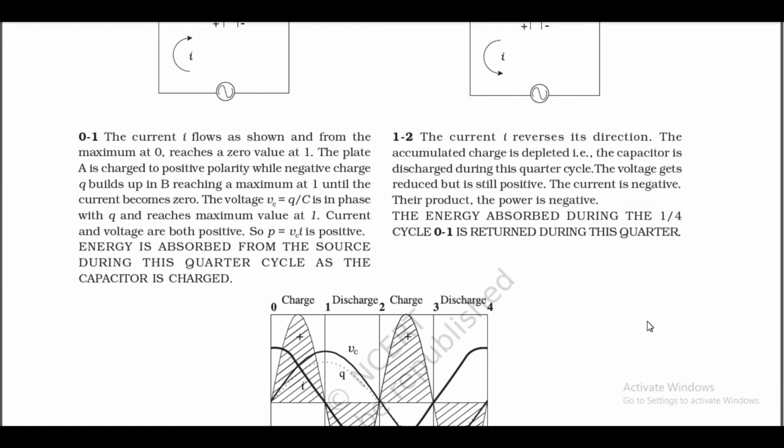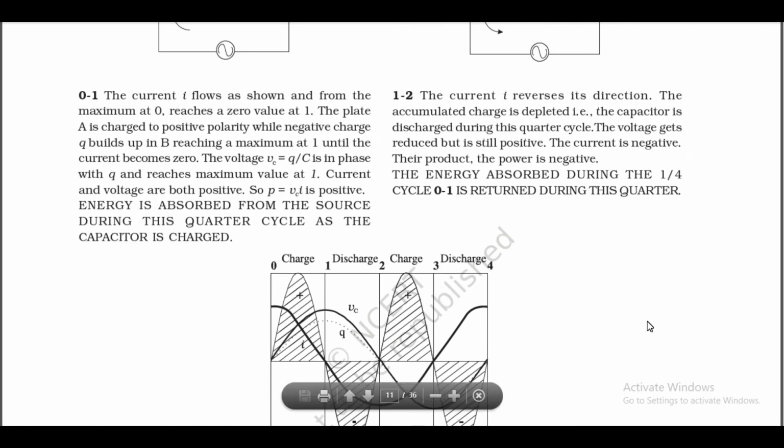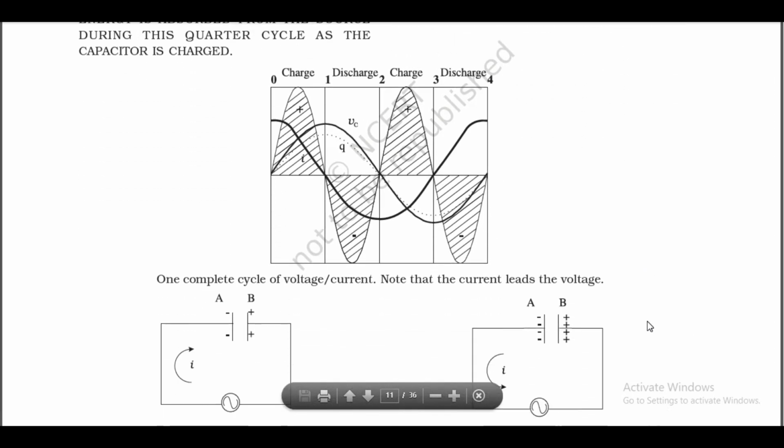1 to 2, the current I reverses direction. The accumulated charge is depleted, that is, the capacitor is discharged during this quarter cycle. The voltage gets reduced but is still positive. The current is negative, so their product, the power, is negative. The energy absorbed during the 1/4 cycle 0 to 1 is returned during this quarter.